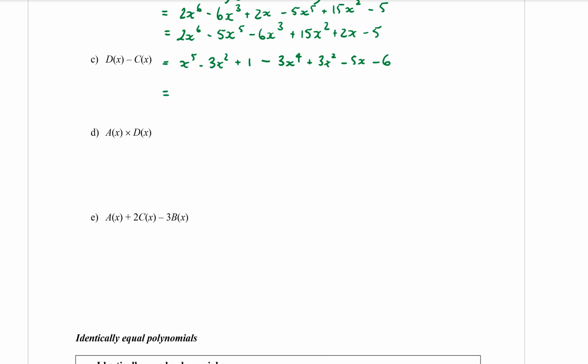And then collecting up, starting with the highest power, x to the power of 5. Then there's minus 3x to the power of 4. X cubed, there isn't one. X squared, we have minus 3x squared plus 3x squared, so they cancel out. Then on to x's, I just have minus 5x. And constant 1 minus 6 is minus 5. There's a lot of 5s in there. Okay, question D.